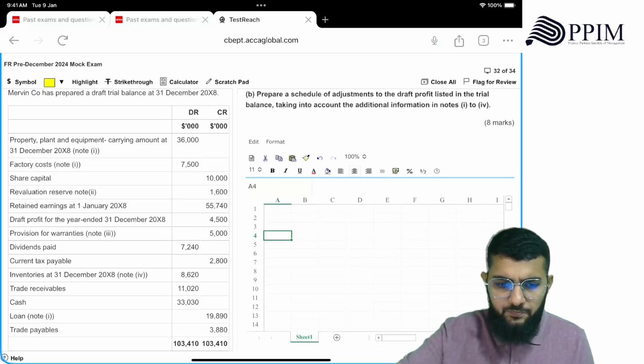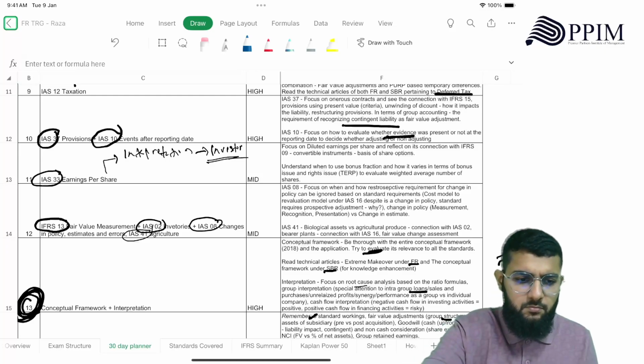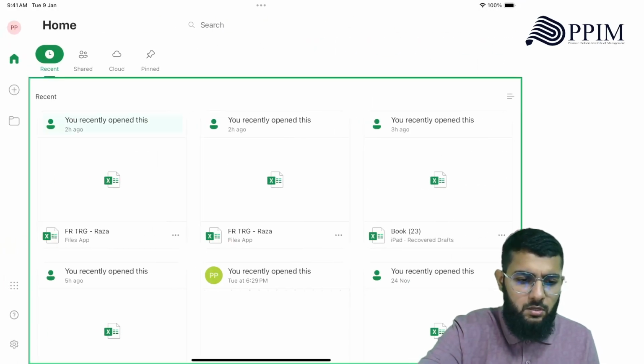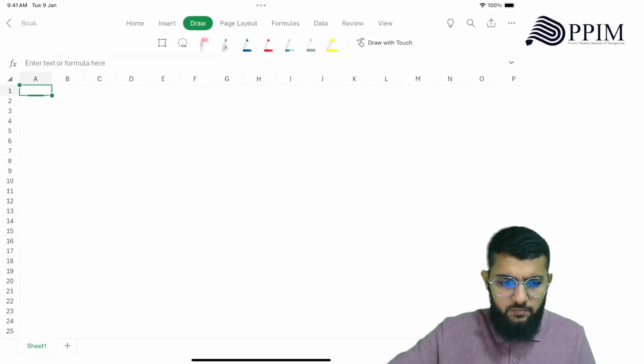What was it? I took the opening balance in this. Let me share the Excel. Opening. Plus, let's quickly look at the figures here.